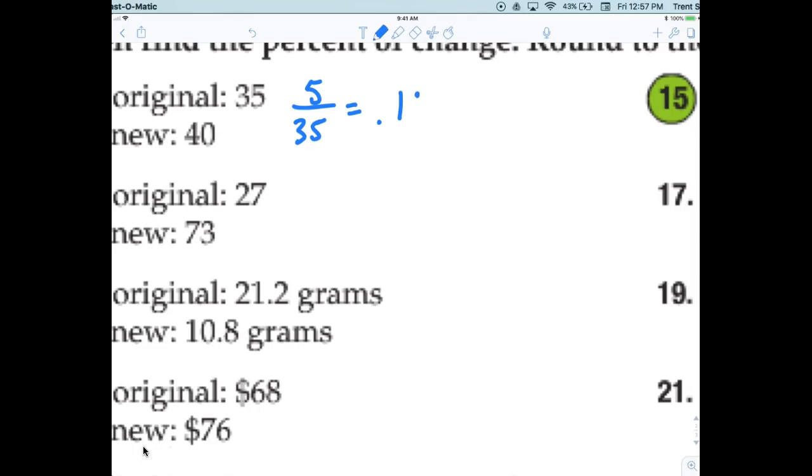Just tell me what you get when you divide 5 divided by 35. 0.14285. Thank you. So now it would be 14.3%. Is everybody agreeing with that? Look, you guys, seriously, I just want to get done now. You're going to have lots more homework. Is everybody okay with that being 14.3?